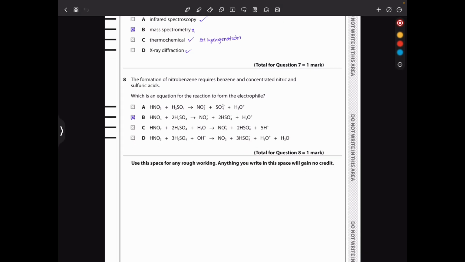In question 8, the formation of nitrobenzene requires benzene and concentrated nitric acid and sulfuric acid, which is the equation for the reaction to form the electrophile. The electrophile should be NO2+, and there is also formation of this ion, but the sulfuric acid is going to donate its hydrogen to form this, so the answer is going to be B.